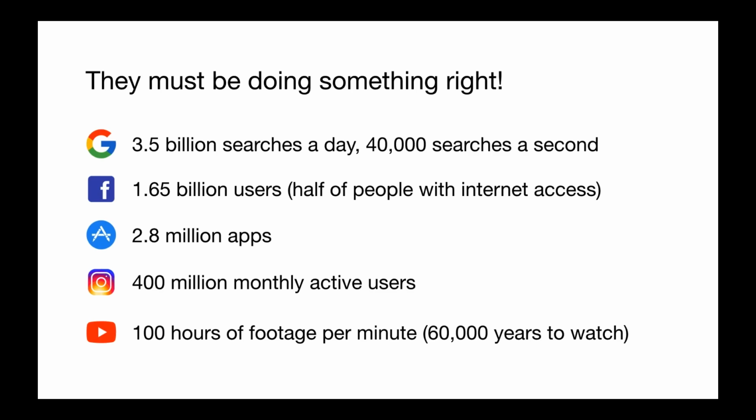So I started to look at other tools which are used en masse in order to see how they do it. And I picked 5. I started to have a look at Google, Facebook, started to download more apps from the App Store. I had a look at Instagram and YouTube. And some of the numbers that I saw were absolutely astonishing. Google processes 3.5 billion searches a day. That's almost half the world's population in searches.